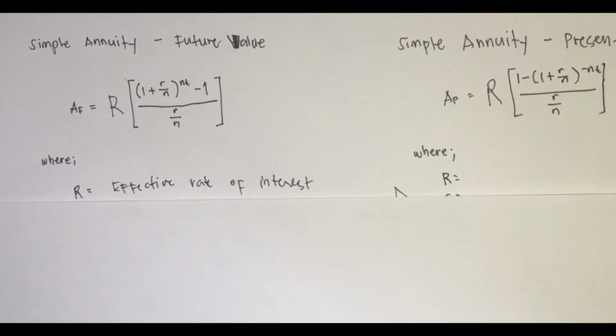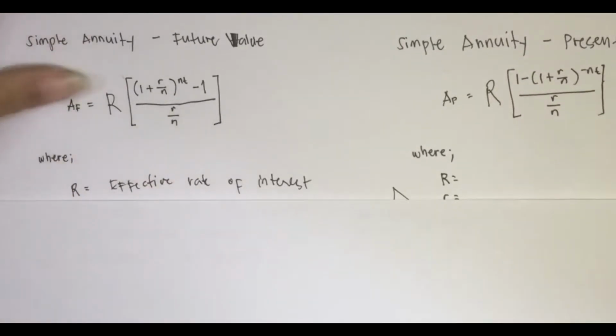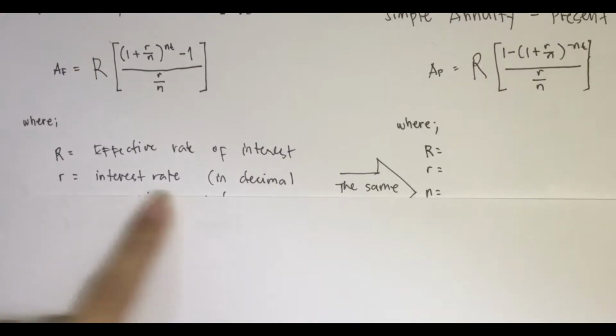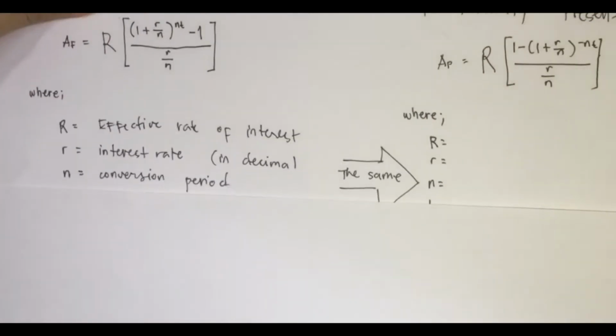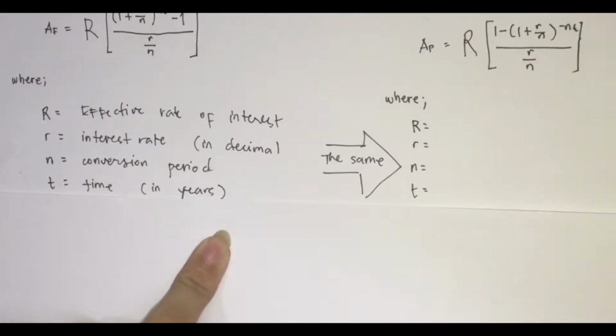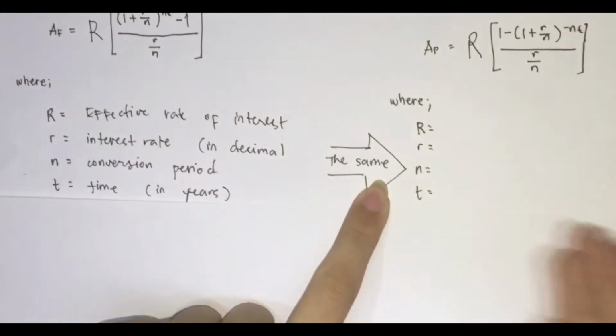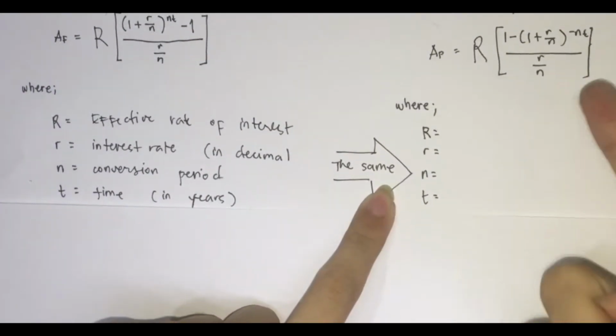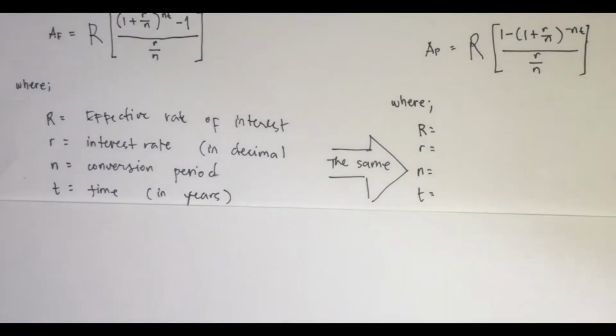Where the big R is the effective rate of interest, the small r is the interest rate in decimal, n is the conversion period, t is the time in years. It is also the same with the formula of simple annuity, present value.